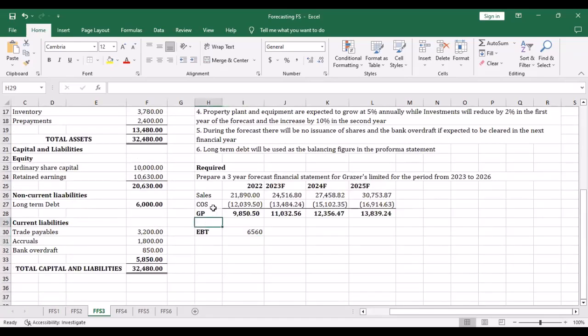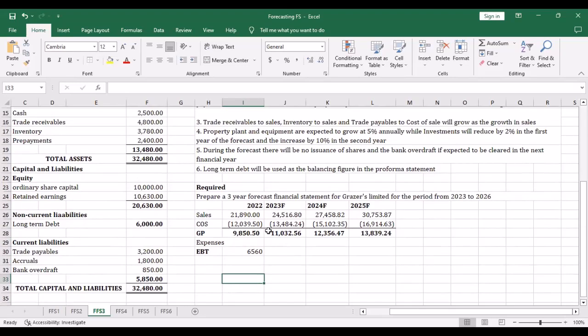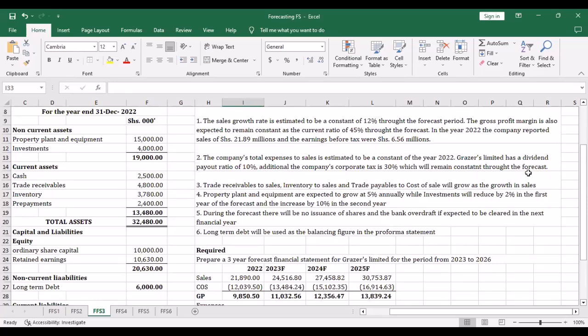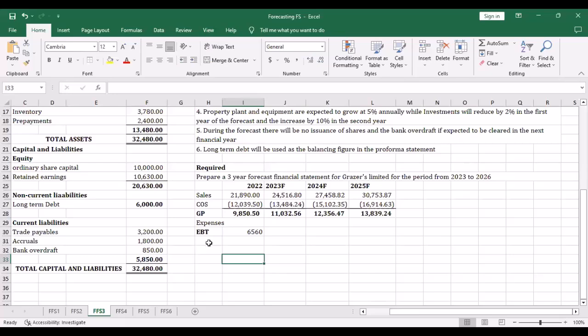So here, what you are skipping is the expenses. So this one will be expenses. Here you must remember, you've been told expenses to sales will remain constant. Then we've been told of the dividend payout ratio of 10%. Additionally, the company has a tax rate of 30%, which will remain constant. So we have taxation, then you have profit after tax, then you have dividends paid.